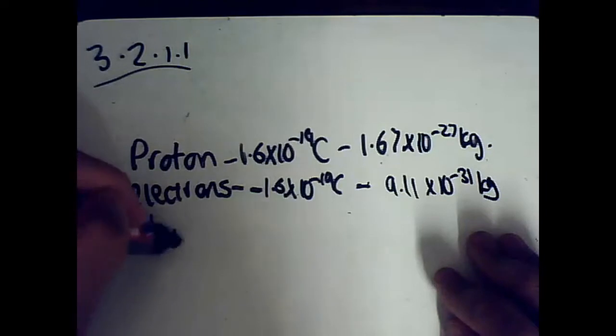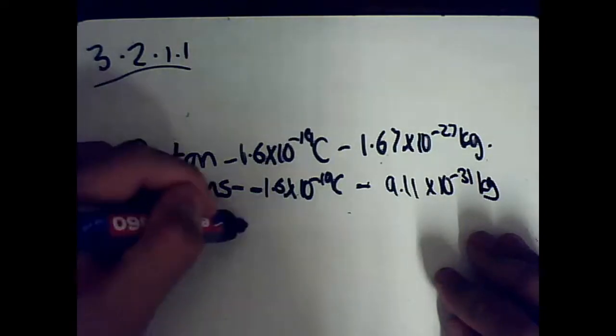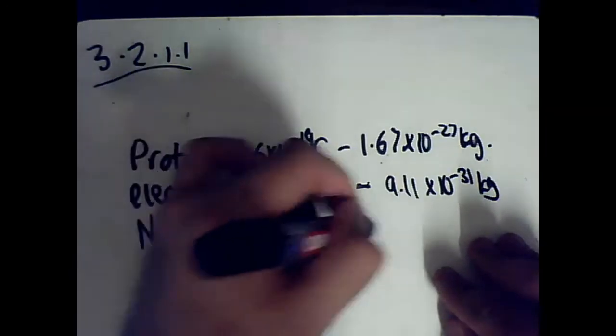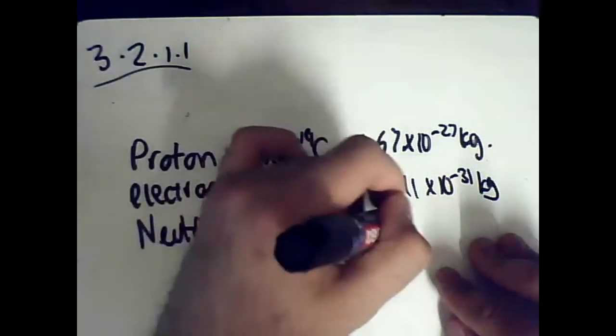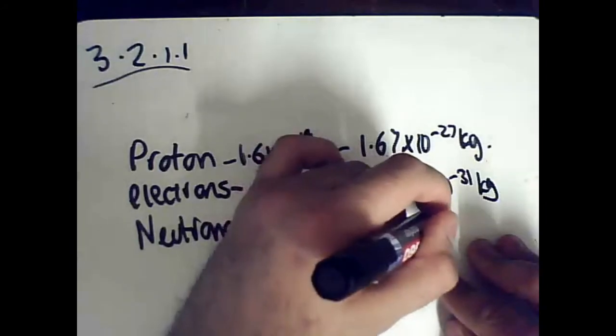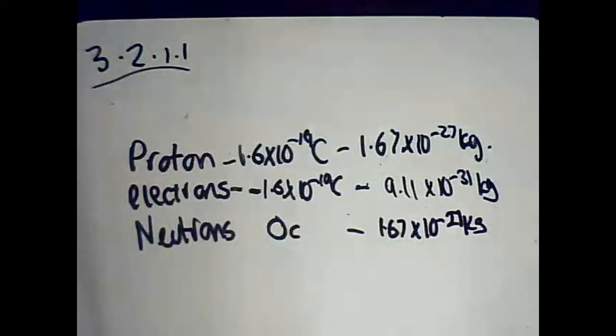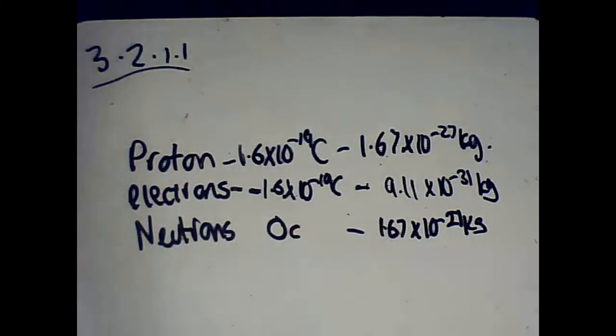And finally, for the neutrons, they have a 0 charge, so they are not charged because they are neutrally charged, and their mass is the same as that of a proton, 1.67 times 10 to the minus 27 kilograms. Okay, so that is for a neutron.